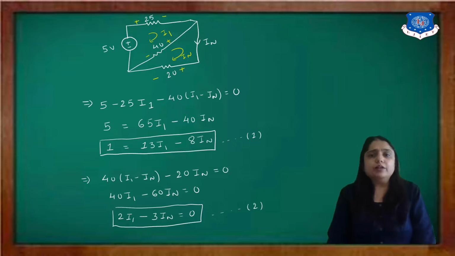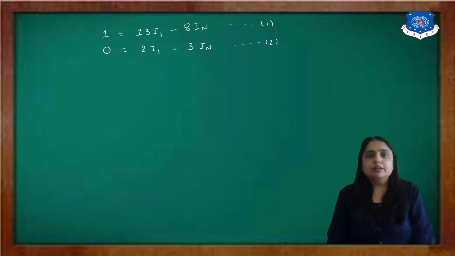Now in order to find out IN, what do I have to do? I have to solve these two equations. I am interested in the current IN, so I have to cancel the current I1. So equation 1 I will multiply by 2, so the coefficient will become 26, and equation 2 I will multiply by 13. So in equation 2 the coefficient of I1 will become 26, so we can easily cancel out that term.